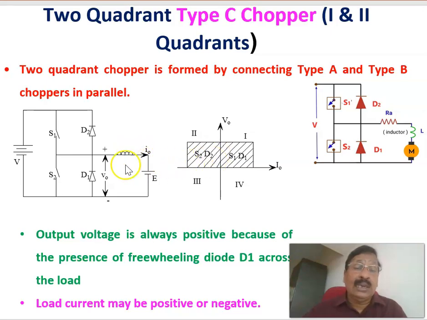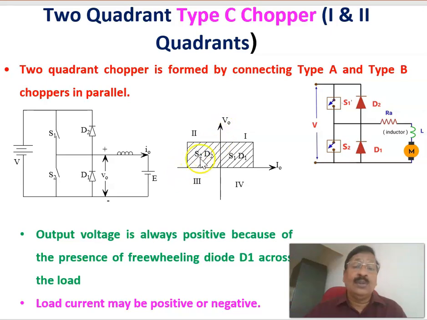Now, if the current direction is opposite here, you will get a negative torque, because that depends upon the armature current direction, which is negative. Here the negative torque will be produced, and the speed omega will be positive, since omega is proportional to the voltage. Therefore, omega is positive and VA is positive.